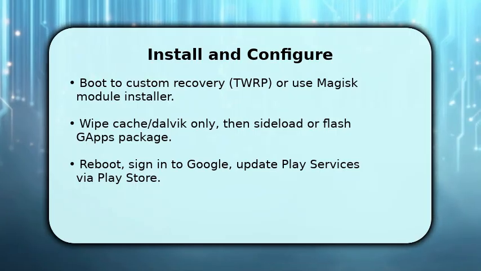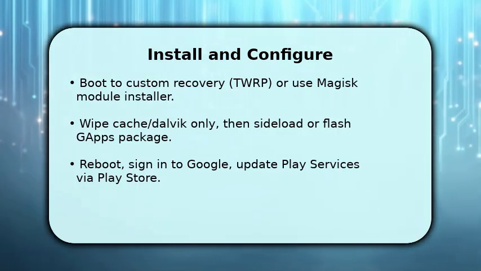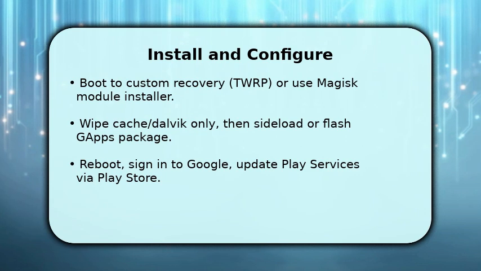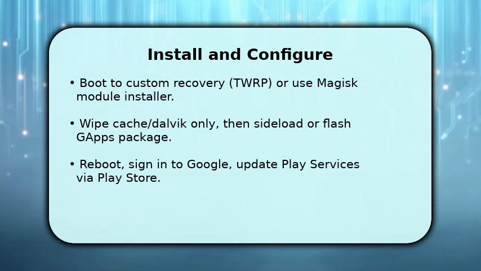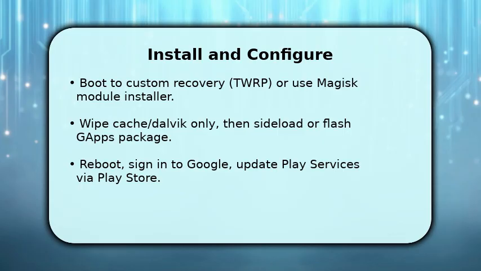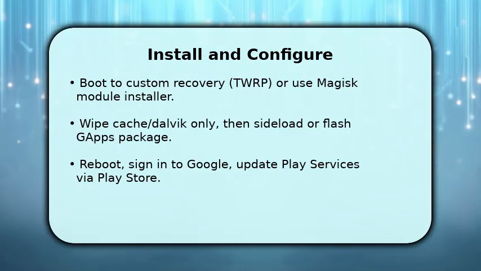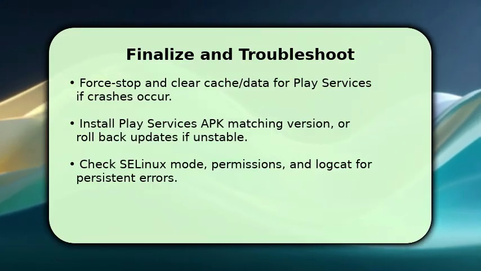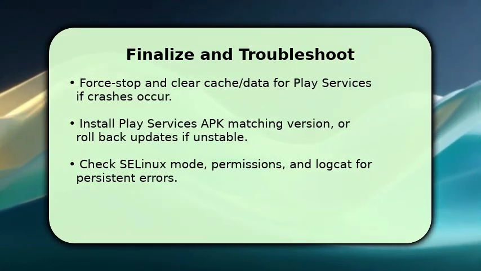After the system starts, open Play Store and sign in to trigger background updates. You should also check app permissions for Play Services and Google Play Store so they can run in the background and receive updates. To finalize, confirm Play Store auto updates, then update Play Services. This often resolves API mismatches.